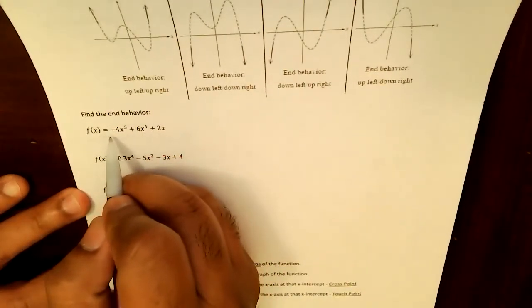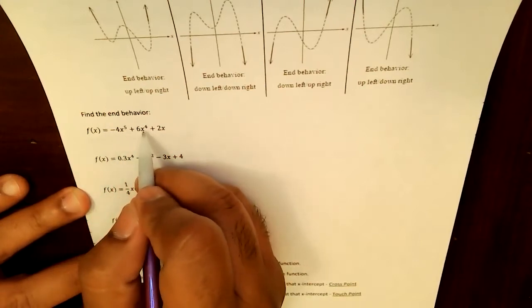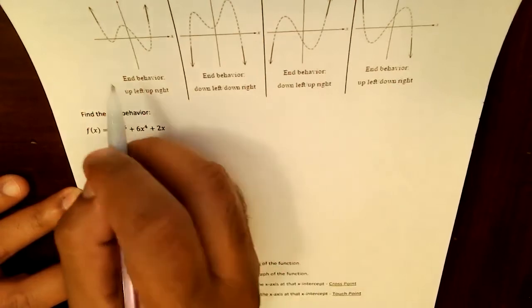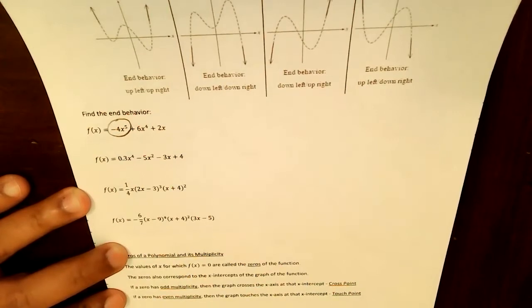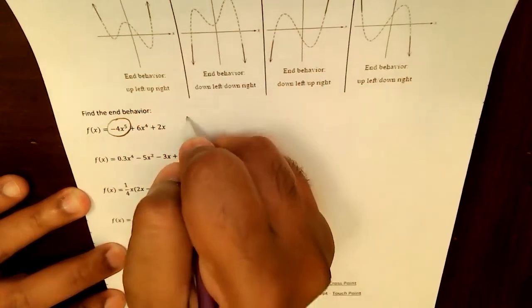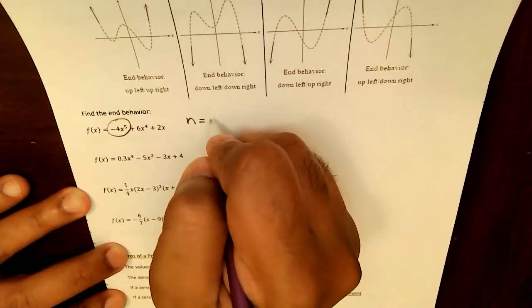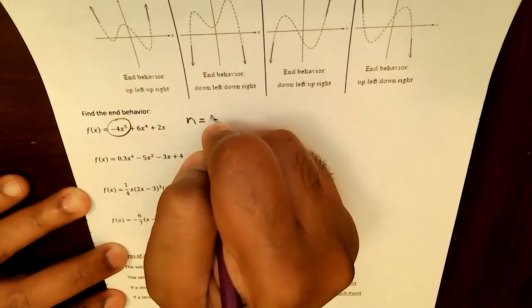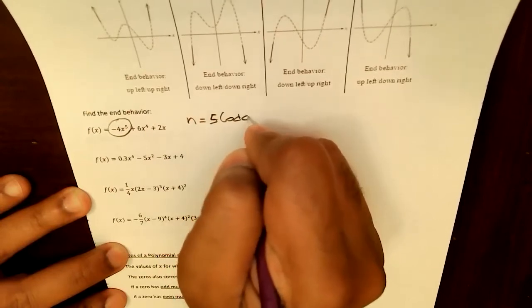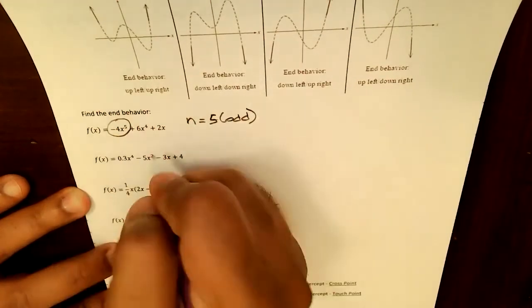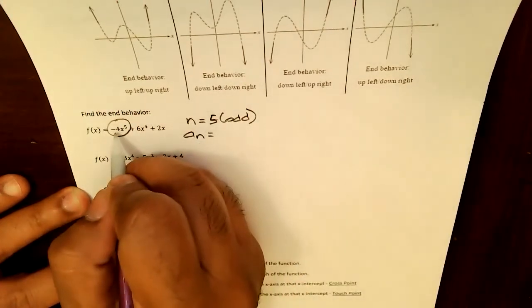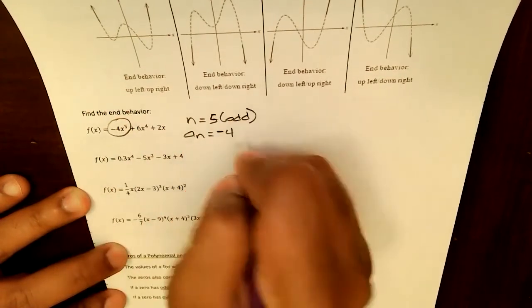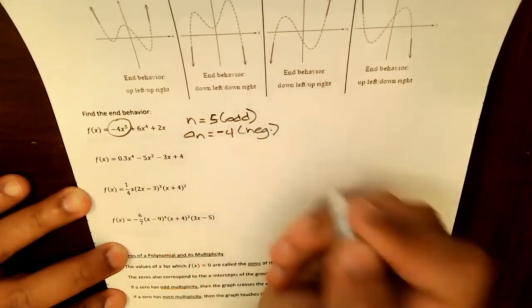Here is my function f of x equals negative 4x to the power of 5 plus 6x to the 4th plus 2x. We only care about the term that has the highest power. In this case, that's the term negative 4x to the power of 5. So what we're going to do is look at n. n is the power, okay? So n is equal to 5 in this case, which is an odd number. And then we're going to look at a_n. a_n is the number in front of the x. In this case, it's negative 4, so it's a negative number.